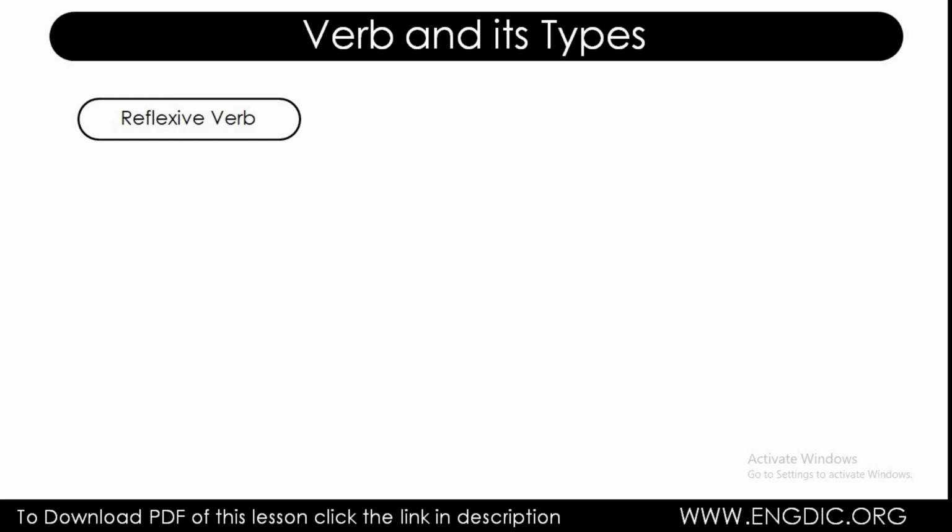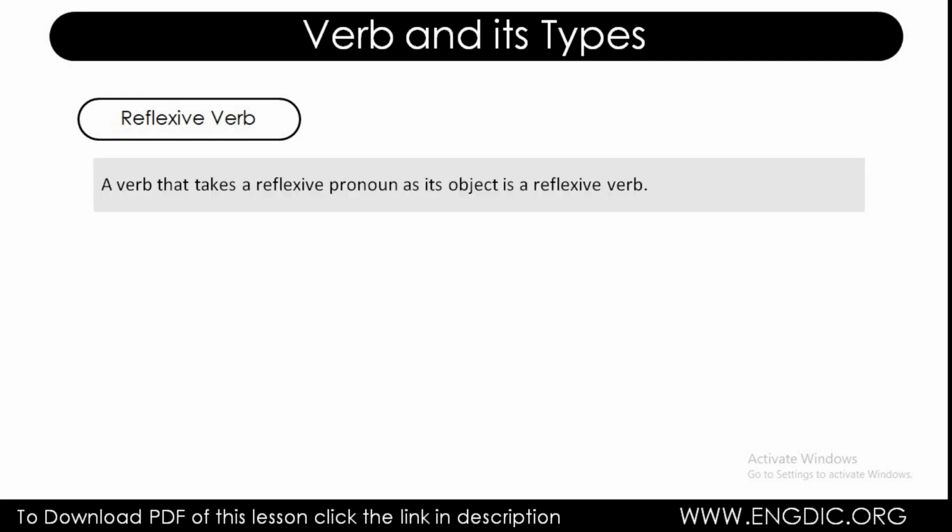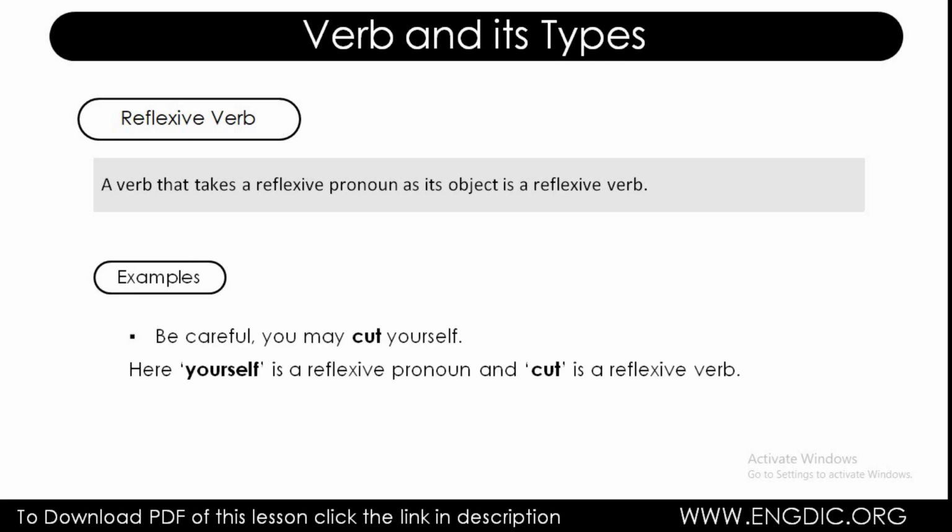The next type is reflexive verbs. A verb that takes a reflexive pronoun as its object is a reflexive verb. For example, be careful, you may cut yourself. Here yourself is a reflexive pronoun and cut is a reflexive verb.